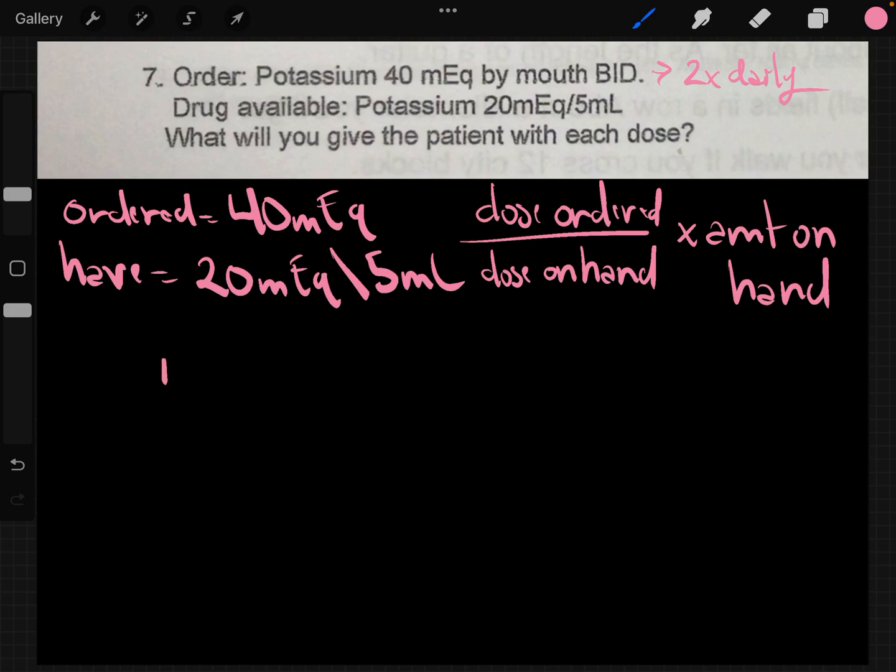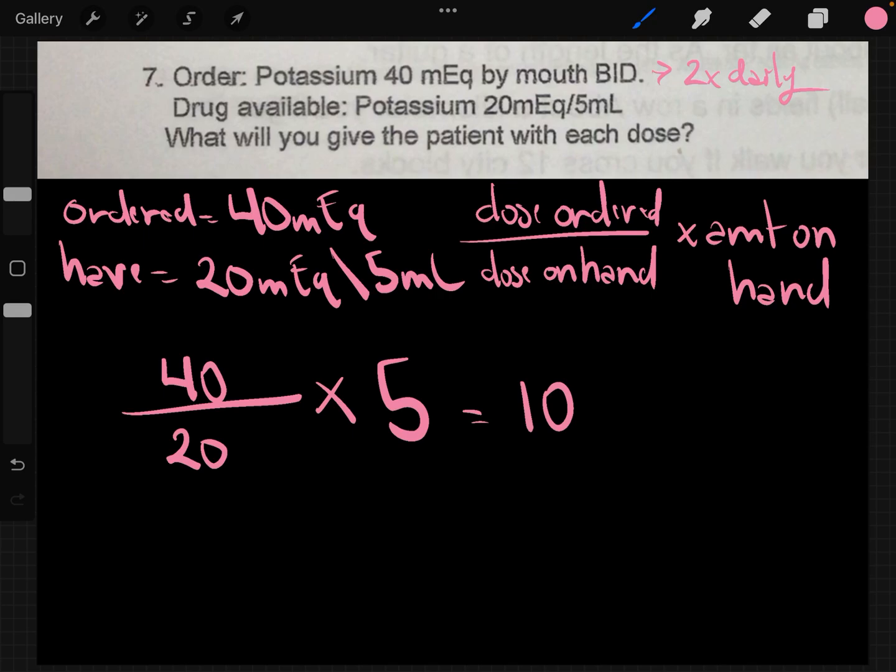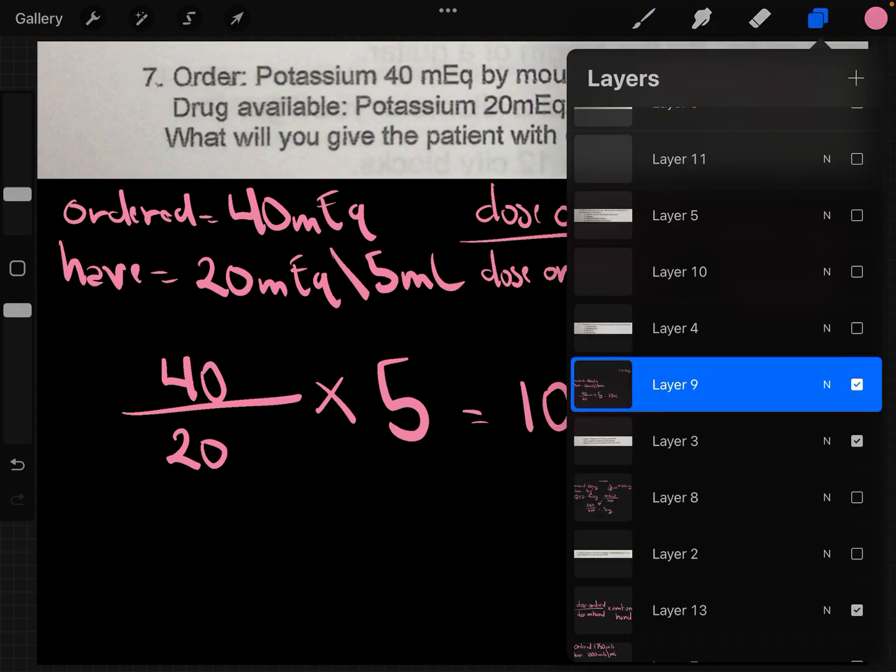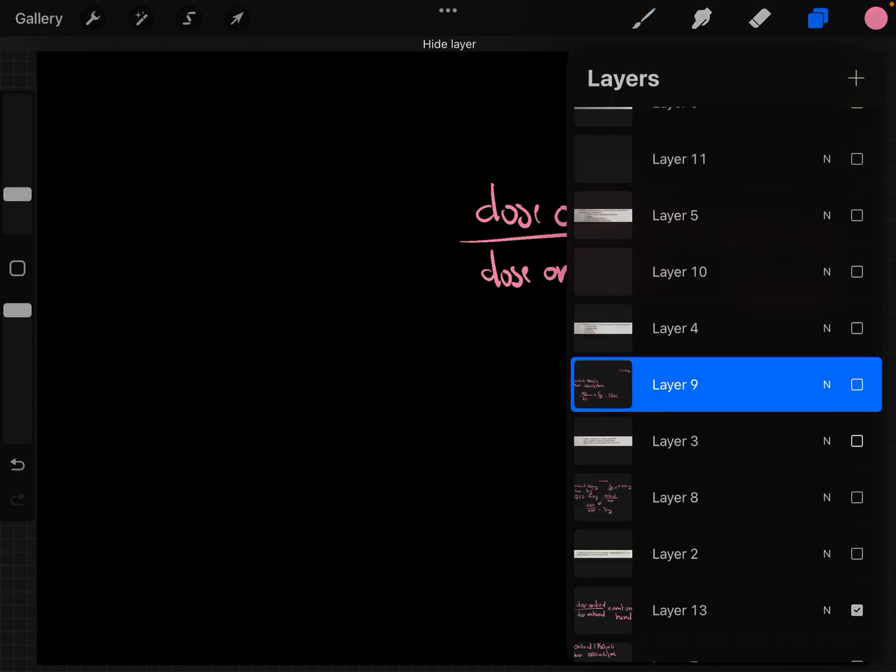So the dose ordered is 40 MEq. The dose on hand is 20 MEq times our 5 milliliters. I'm going to come over here and do the math off screen. So 40 divided by 20 times 5. They would be given 10 milliliters for each dose. Okay. Then moving on to the next one.